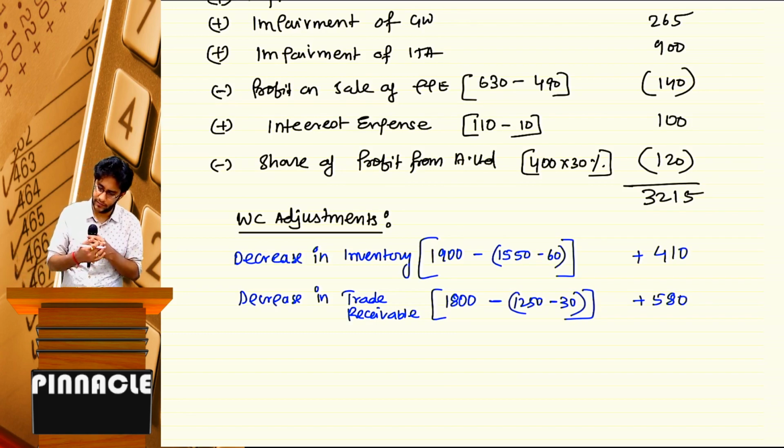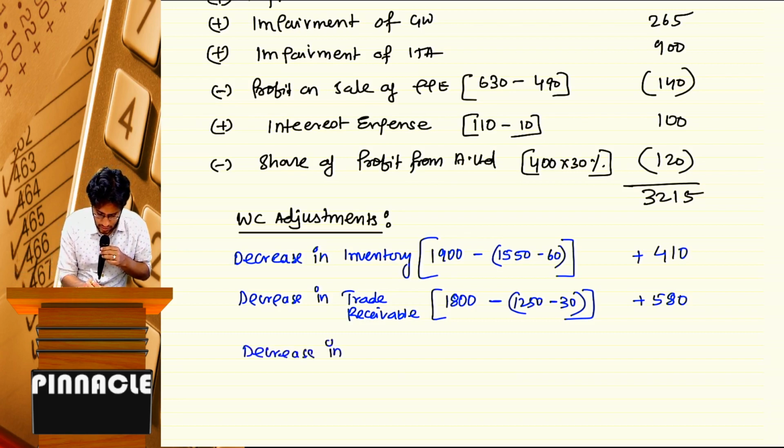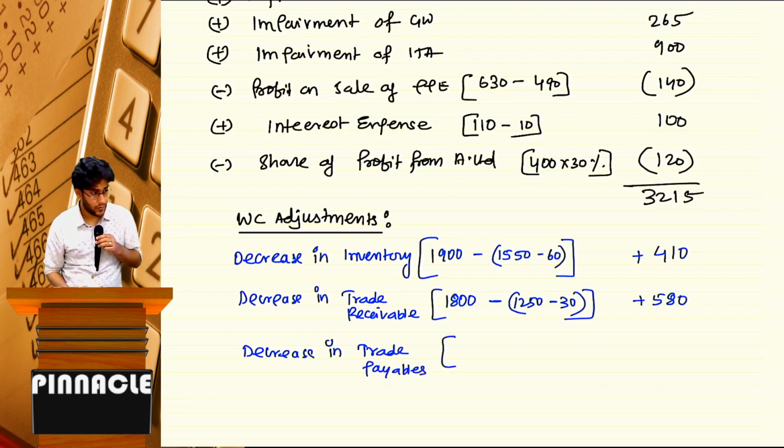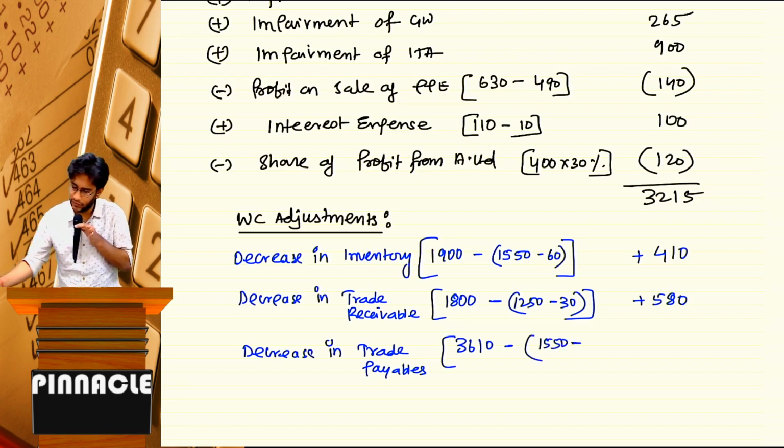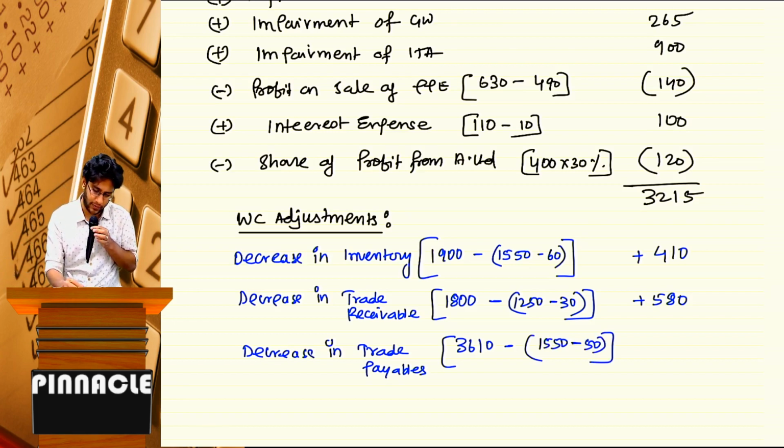Trade payables also there, sir. Trade payables also decrease only. Nice. Decrease. (3610) minus 1550. In 1550, how much trade payable did you buy from that fellow? 50. So 1500 happens. So 1610 now. How much is the answer? Okay. Inflow and outflow. Liability decrease means paid, an outflow.